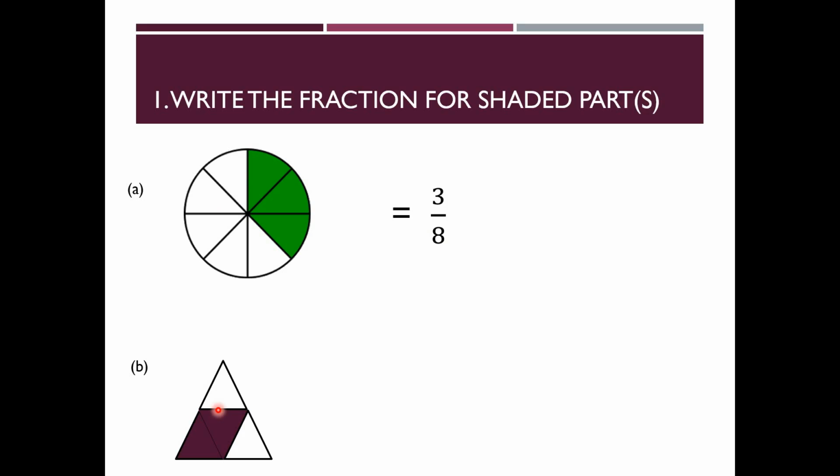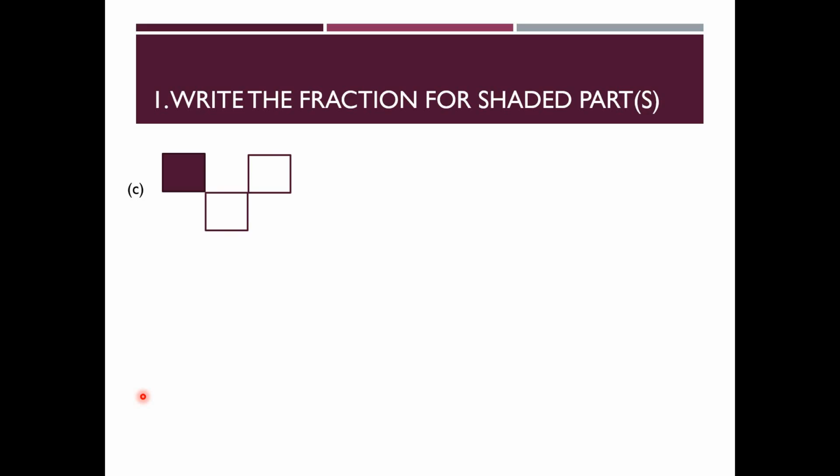Next we have a triangle. How many parts are made of this triangle? Let's count that first. 1, 2, 3 and 4. So there are 4 parts made of this triangle, out of which 2 are shaded. So our fraction will be 2 upon 4, that is 2/4. Next we have this square here. We have a total of 1, 2 and 3 parts, out of which 1 part is shaded. So our fraction will be 1 upon 3, that is 1 shaded out of 3. So 1/3 is the fraction for the third.